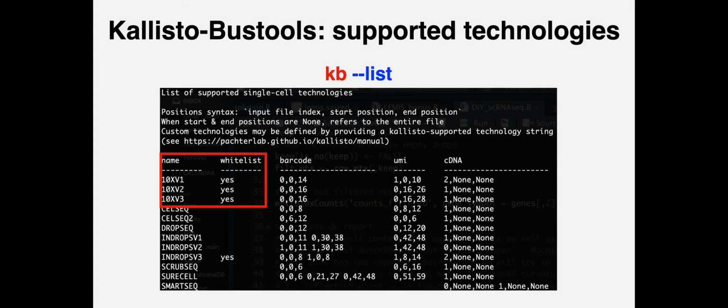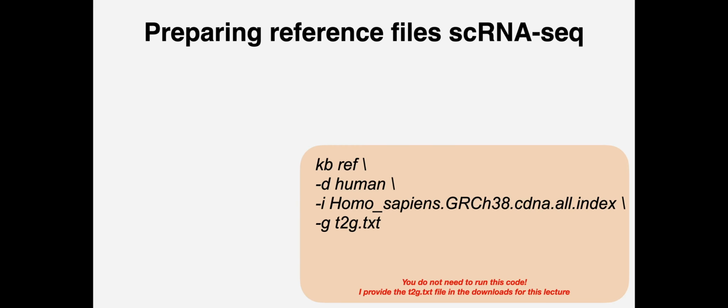Okay, I'm heading back to the slides just to highlight how we can actually work with kb-python in the command line to generate what we need. And I just want to highlight here, you do not need to run this code. I already provide the transcript to gene text file in the downloads for this lecture. It won't hurt you to run this code, but it'll take some time, and I'm trying to save you that time. So how do you generate your own transcript to gene mapping file?